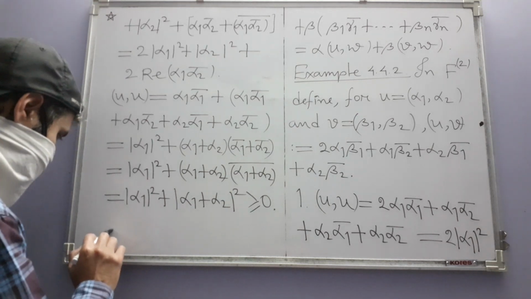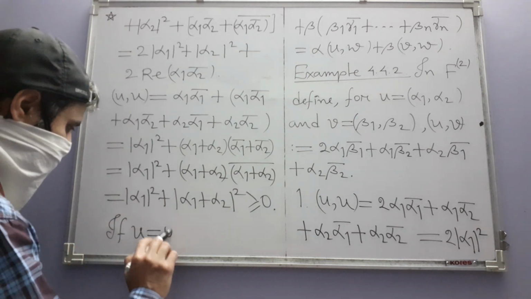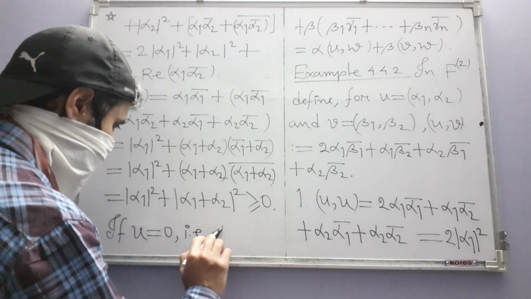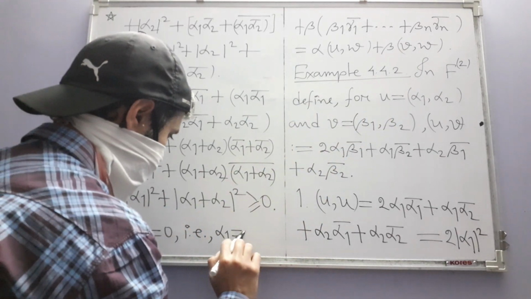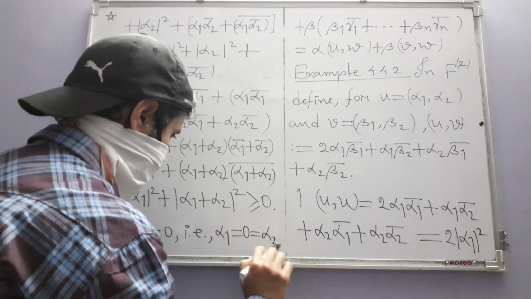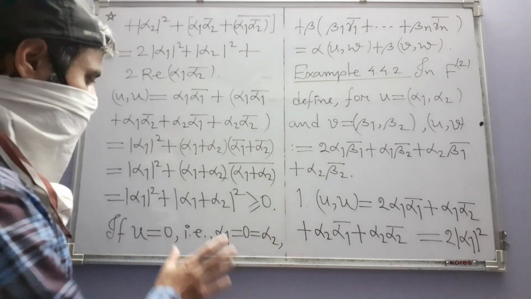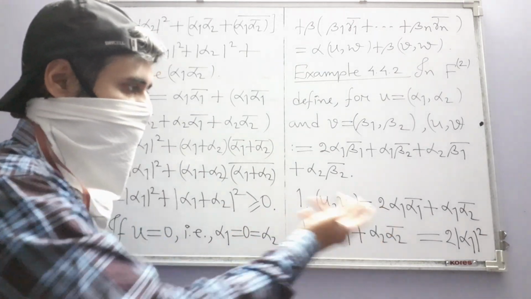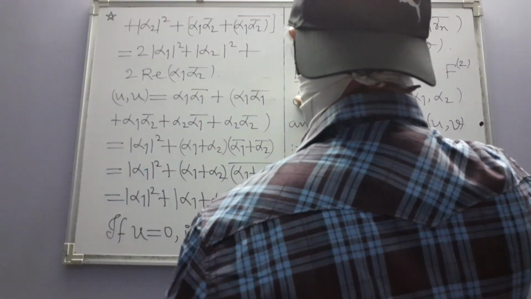And if u equal to 0, that is, because u is alpha 1 comma alpha 2, both alpha 1 and alpha 2 are 0, then of course this is 0. We can just simply see that from here, from the definition itself.